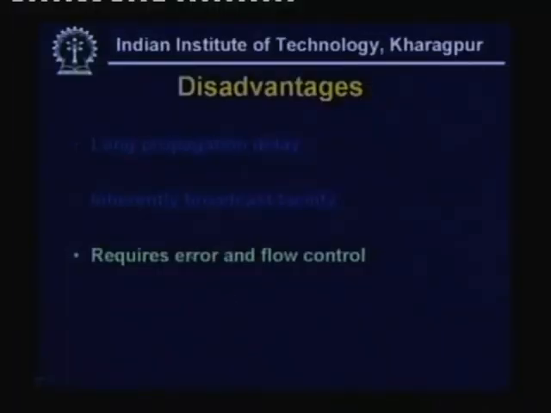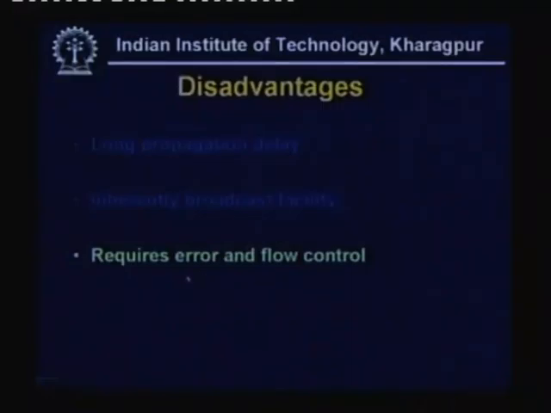Finally, because it is passing through the medium, there are various problems. You have to perform error control. The data can get corrupted, and sometimes we face the problem of slow and fast communication, which is flow control. So, we have to perform error control or flow control for reliable communication. So, we shall discuss about these two issues, error control or flow control, later on.